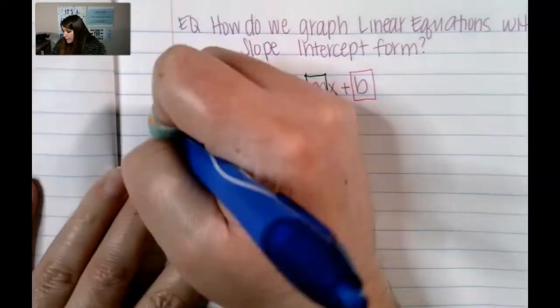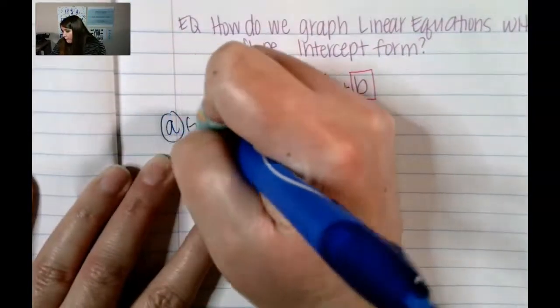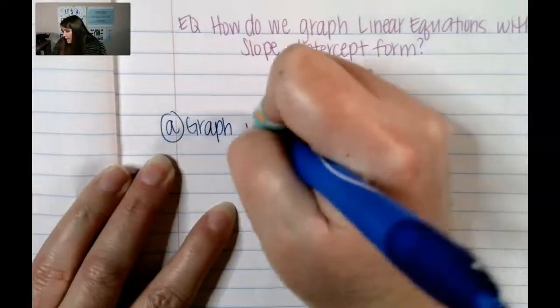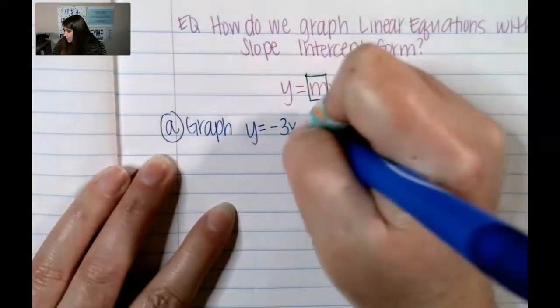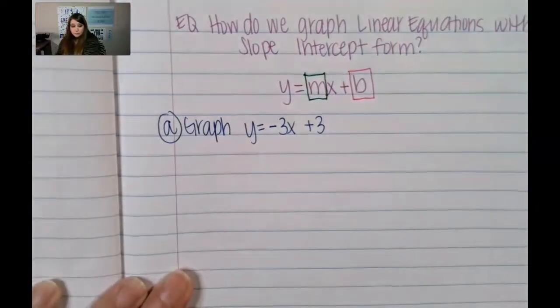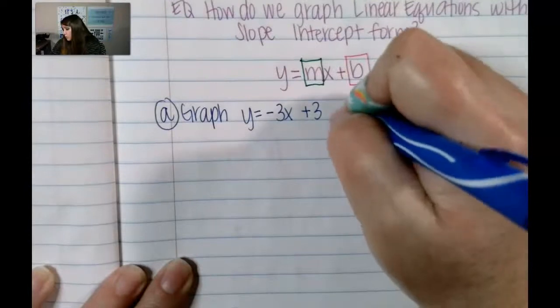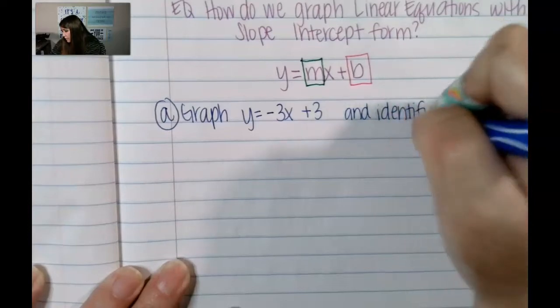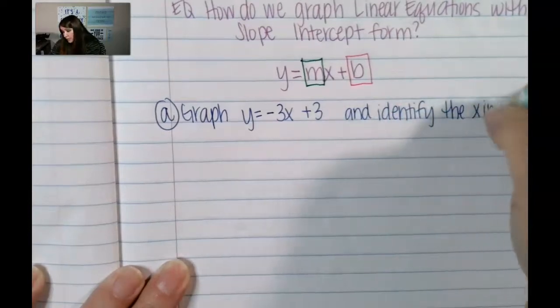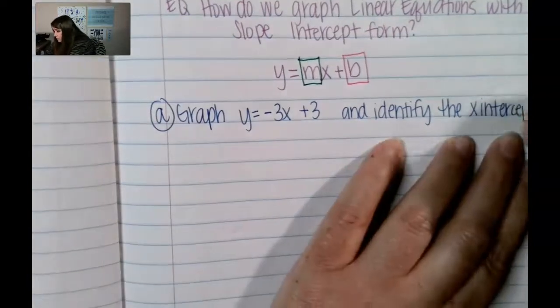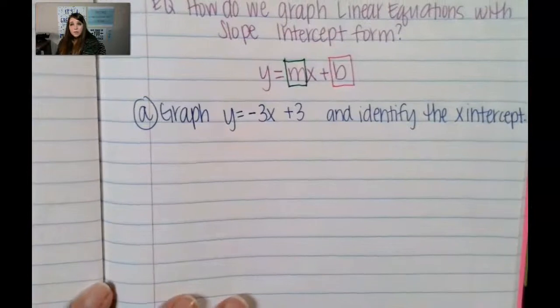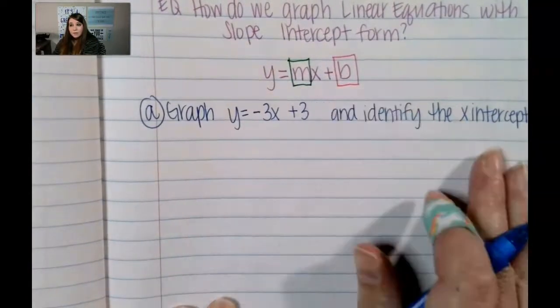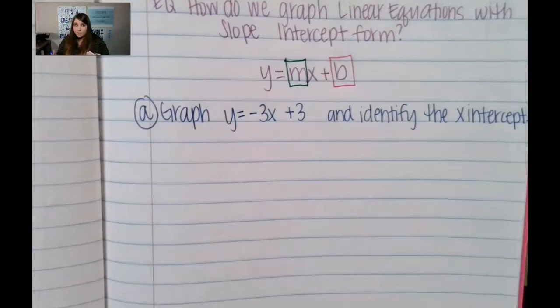The problem says that they would like for you to graph y equals negative 3x plus 3. They also want you to identify the x-intercept. Okay, so we know that the y-intercept is b. Now we're going to look and see, where does the line cross the x-axis? Because that x-axis is not moving, it's going to stay put.